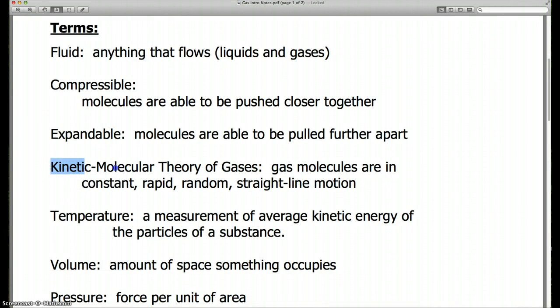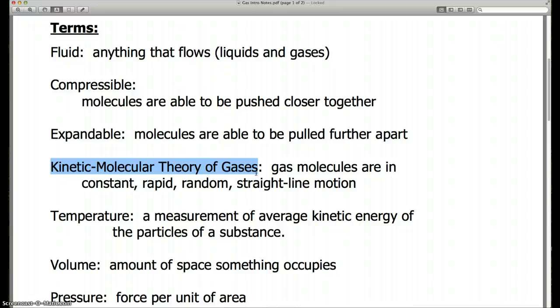One thing I want to highlight is the kinetic molecular theory of gases. It's very important for this unit. Basically, it's a theory that gases are made up of molecules, and those molecules are in constant, rapid, random, straight line motion. So the room you're sitting in right now is full of air, which is a mixture of gases, and that air is made up of little molecules of nitrogen and oxygen, carbon dioxide, and maybe some methane, maybe some argon, all that stuff.